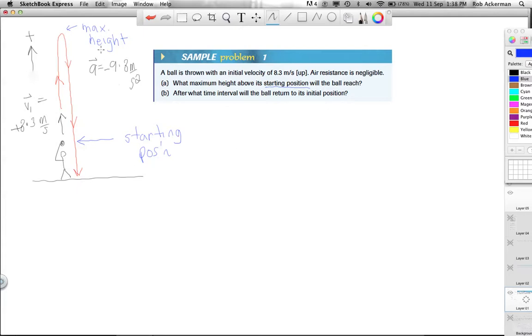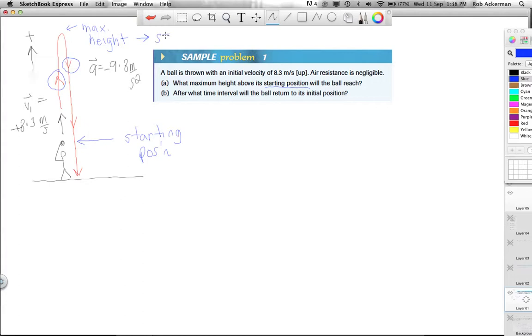For example, when we're talking about maximum height, when we throw something in the air, it goes up, up, up, up, up, and then it's got to turn around and come down. Well, in between rising, which I'm trying to show you with these arrows, and in between coming down, it has to stop.